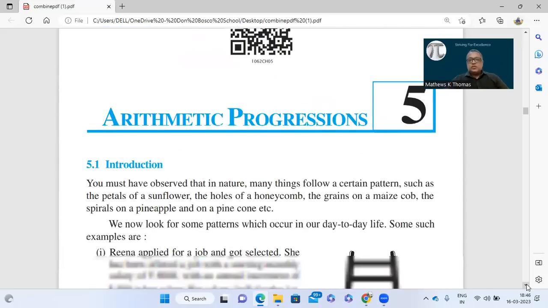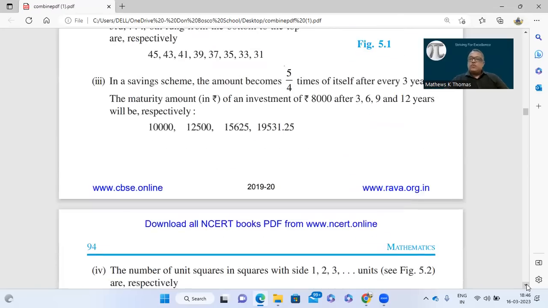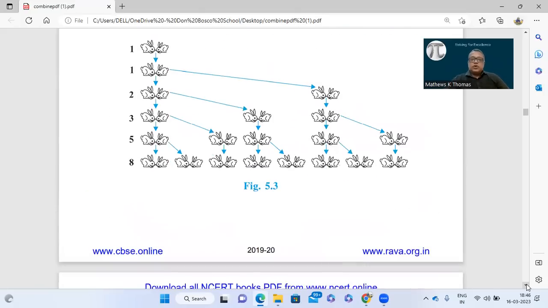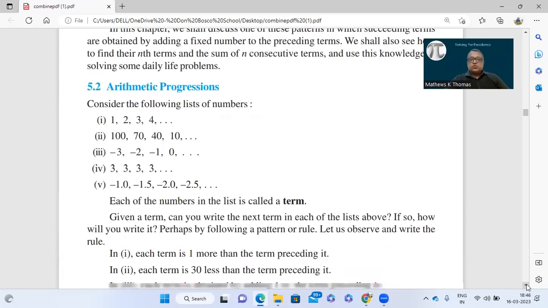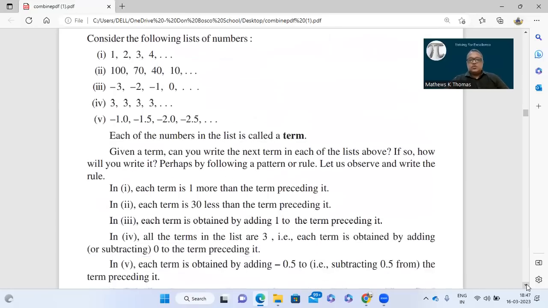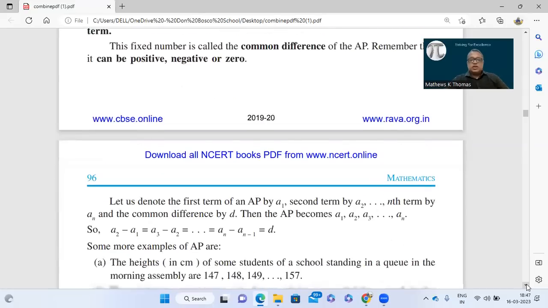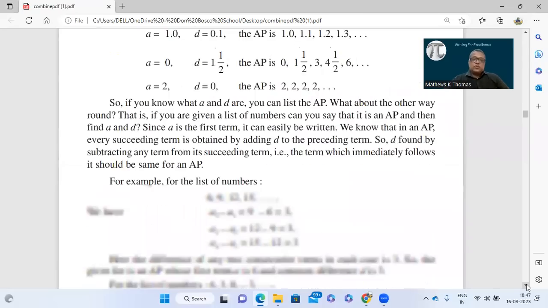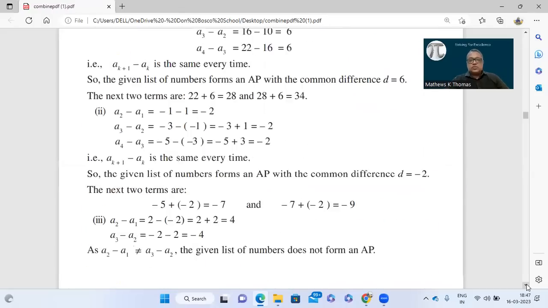Now we go to chapter 5. That is arithmetic progressions. How to find out whether a series is given as an arithmetic progression or not can come in MCQ. So you will find out the common difference. If the common difference is there in any series, then obviously we can say it is in AP. Otherwise, it is not.